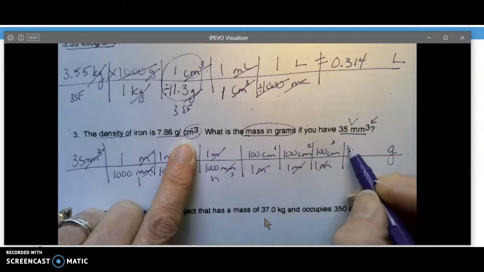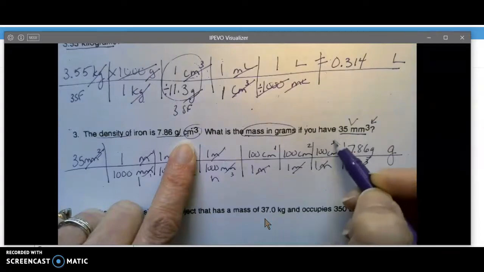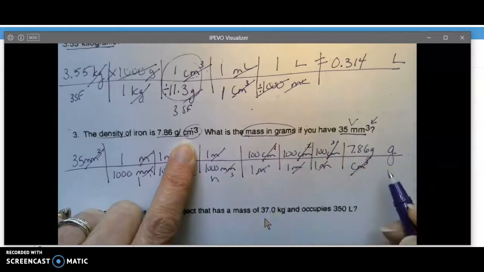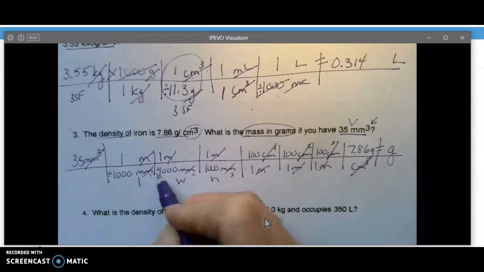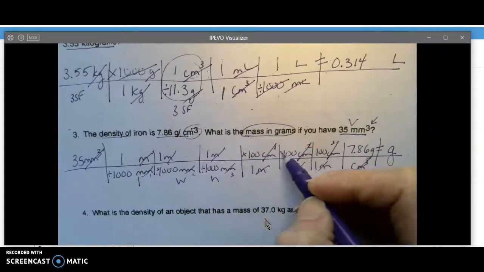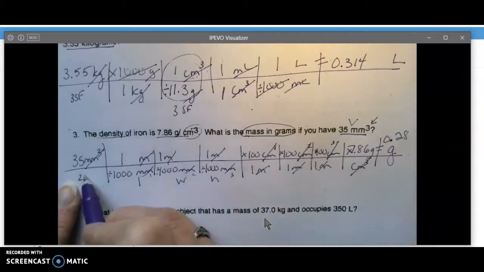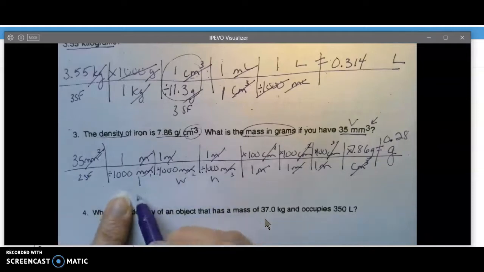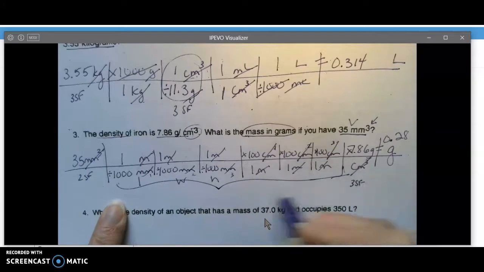So this time the gram part's going to go on the top, and the cubic centimeter part is going to go on the bottom. So this 3 cancels my 1, 2, 3 centimeters that I have here. And then again, I'm just going to divide all of these, multiply, multiply, multiply, multiply. There's a lot of steps in this one, but you eventually will get 0.28 grams. And again, if you want to put the 0 there. 2 sig figs because of this one. All of these are metric relationships up to here, and this one is 3 sig figs.